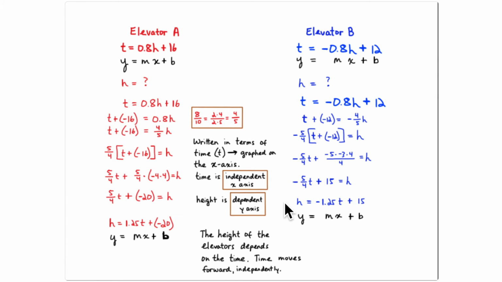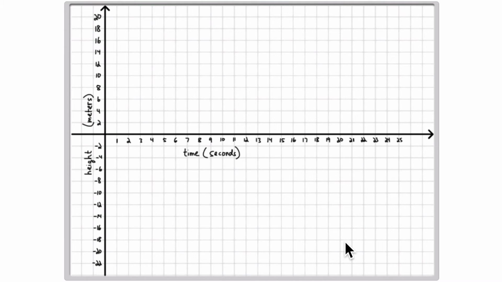So some summary comments. These equations are now written in terms of time. So here's time as the x variable that's graphed along the x-axis. It is independent, so time moves forward independently of the height, and the height is dependent on that time. So height is graphed on the y-axis, or it's the dependent variable. So the height of the elevators depends on the time. Time moves forward independently.